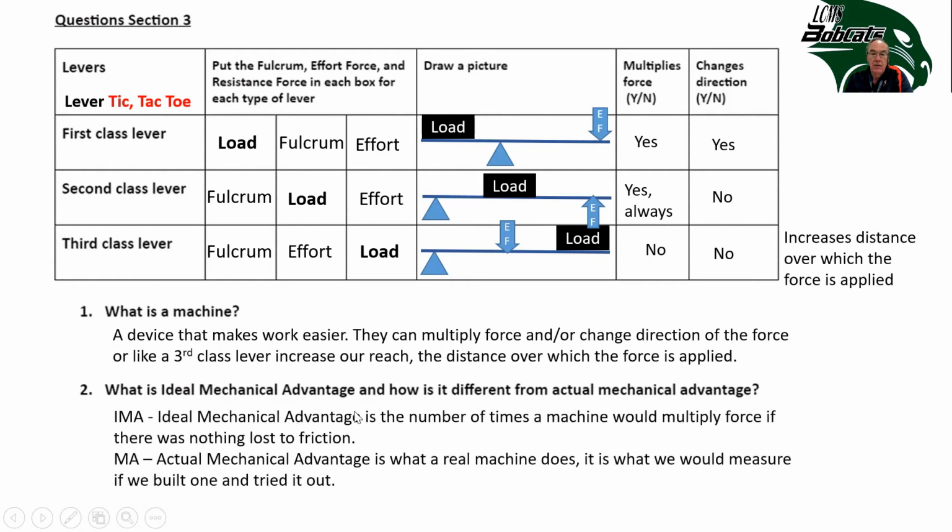Ideal mechanical advantage and actual mechanical advantage. Ideal mechanical advantage is exactly what its name says. It's ideal. It's the number of times a machine would multiply your force if nothing was lost to friction. So it's perfect, it's ideal. Now, we can't actually make a machine like this on Earth. All of our machines have some kind of friction in them. So when we talk about actual mechanical advantage, it's what a real machine does. It's what we would measure if we built one and measured how many times it was multiplying our force.